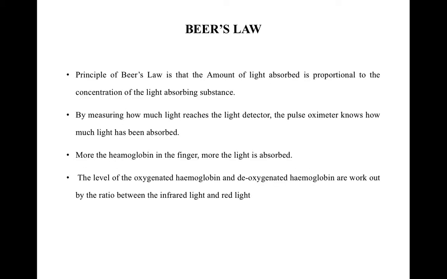Beer's law. The principle of Beer's law is that the amount of light absorbed is proportional to the concentration of the light absorbing substance. The levels of oxygenated hemoglobin and deoxygenated hemoglobin are worked out by the ratio between infrared light and the red light.